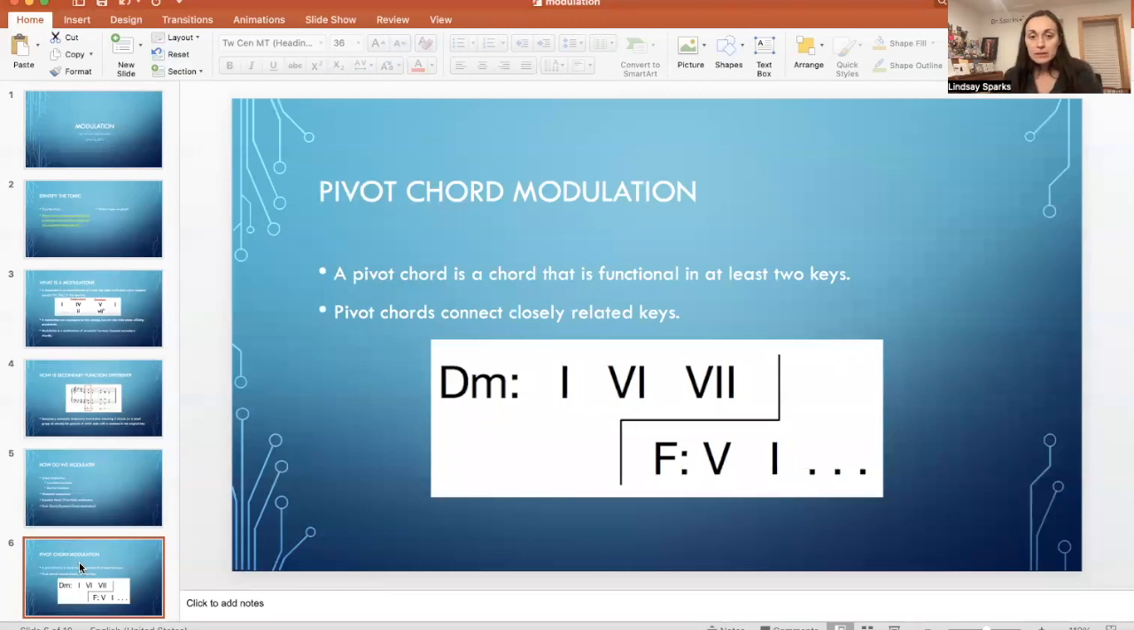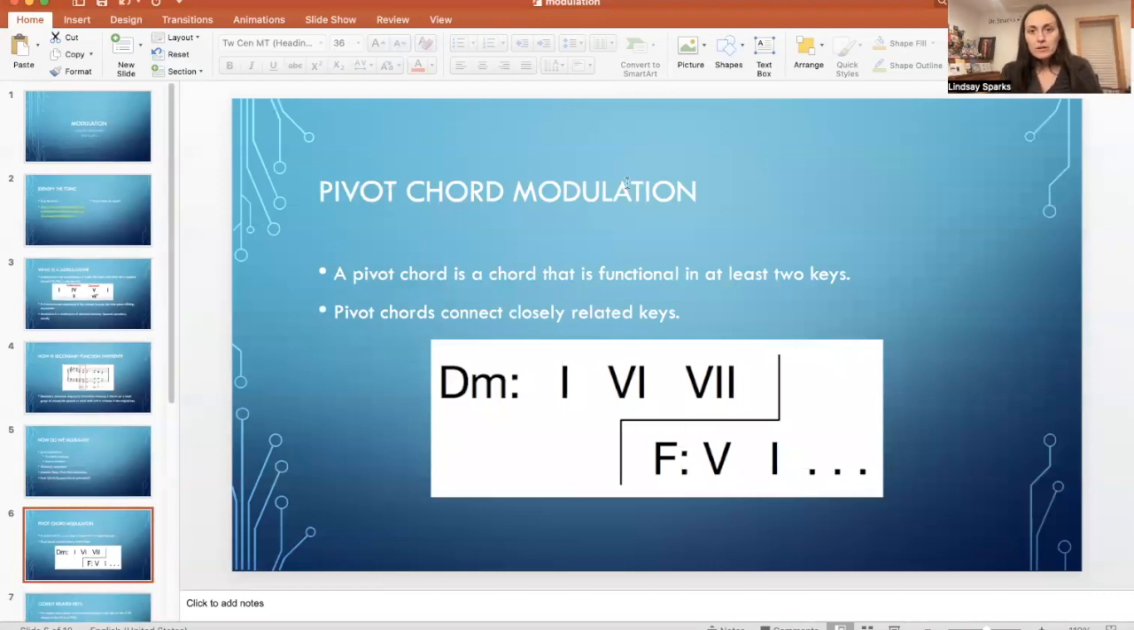And we are going to talk about closely related keys in the next slide, but just while we're here, I just want to touch on the notation part of modulation and how we actually put this down in our analysis. So in this example here, the original key is D minor. Okay, we have a 1, a 6, and then a 7, in D minor. And the new key is F major. So notice we've got this little bracket. Sometimes the bracket kind of goes to here, and it's okay.